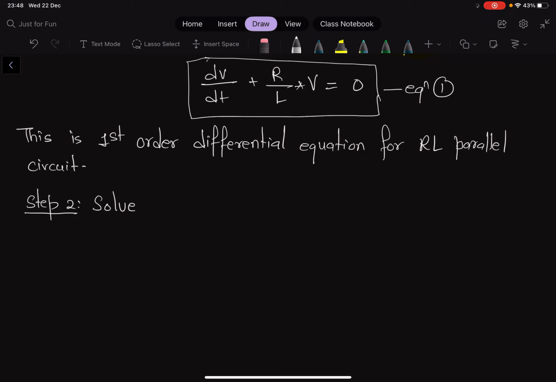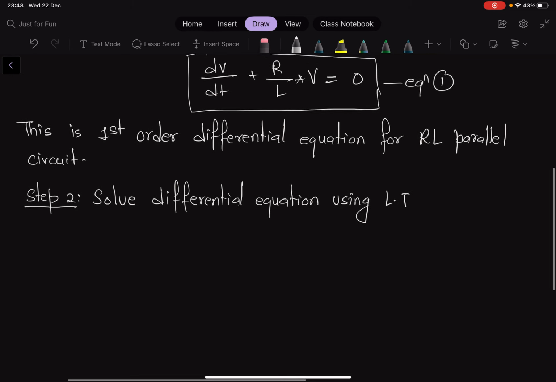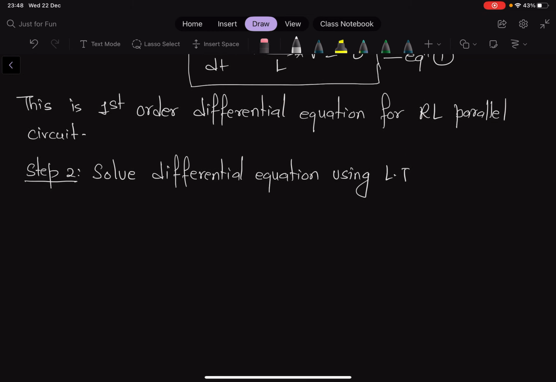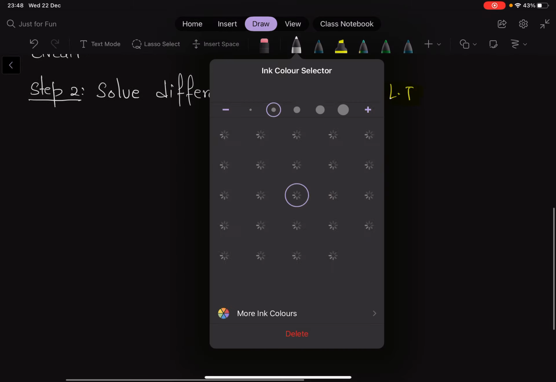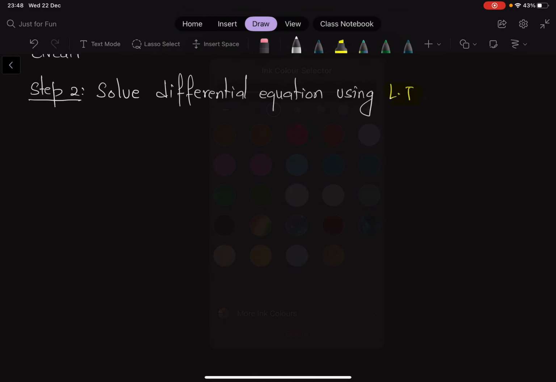So what I'm going to say here, step 2 is solve differential equation using LT. LT stands for Laplace transform. So we need a formula, because the Laplace transform is all about the formulas. So basically, looking at that differential equation, I'm going to use two formulas. So let me write those two formulas here, the formulas for the Laplace transform.